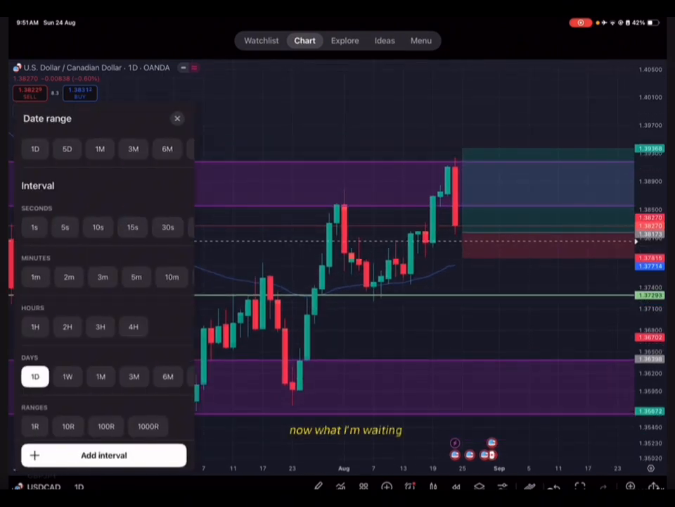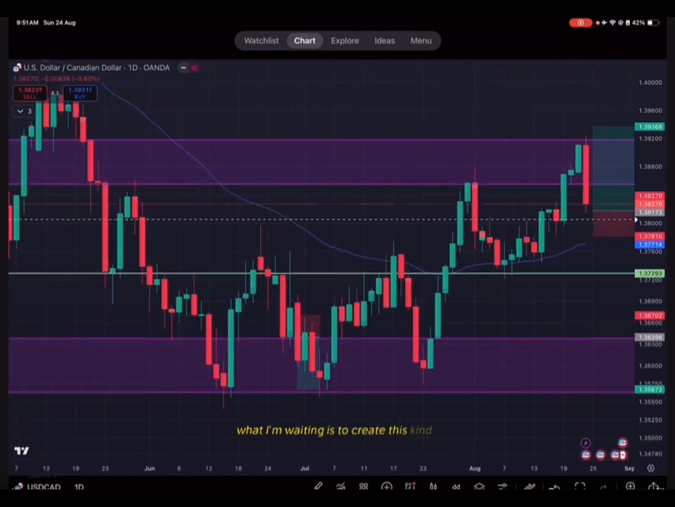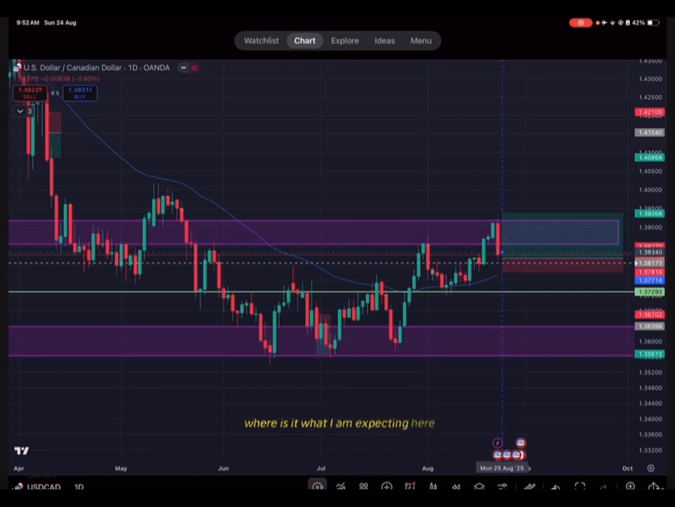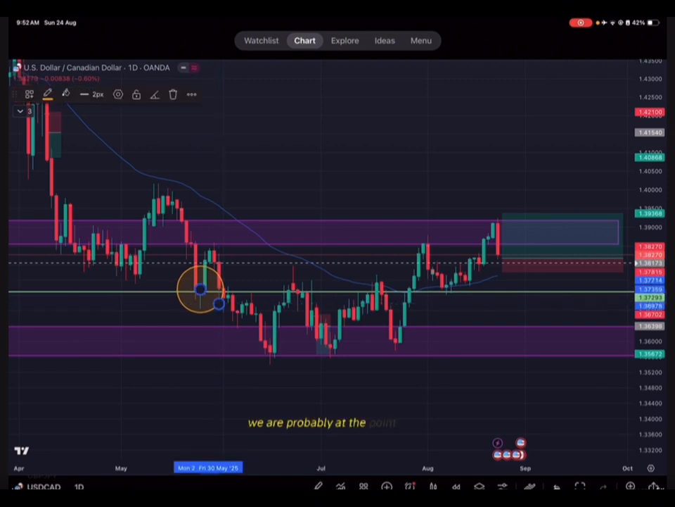Now what I'm waiting for is a doji candlestick, a bullish candlestick, and then to enter. What I am expecting is right here. We are probably at the point where it creates this small doji bullish hammer candlestick. There are different types of candlestick on the chart, for the newbies who don't know. I'm going to make another video about this next time maybe. Anyways, a daily hammer candlestick and then a push towards the upside.